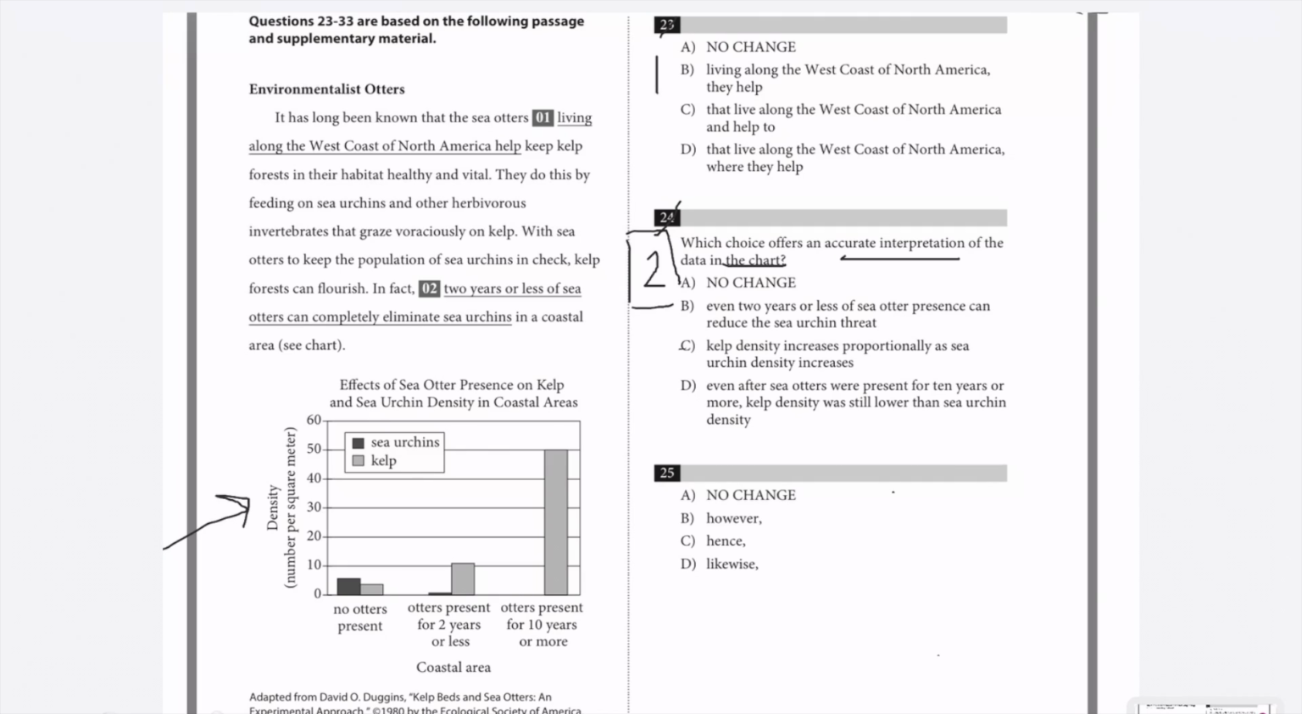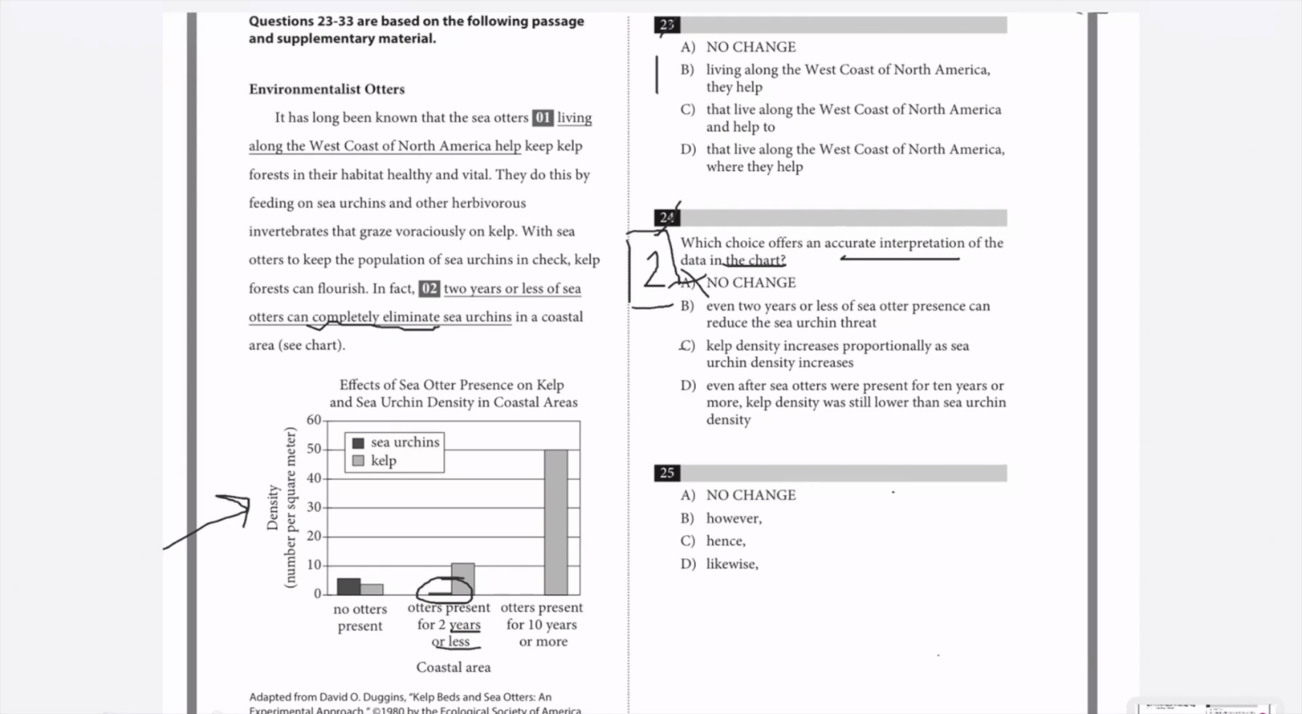So the first answer is no change, and if we go back to the passage, it says that 2 years or less of sea otters can completely eliminate, that's the key phrasing here, sea urchins. So if we look in the category of 2 years or less of sea otter presence, we see that although the sea urchin population is greatly reduced, there is still a very, very small amount of sea urchins that are actually present. Therefore, they're not completely eliminated, which makes answer choice A incorrect.